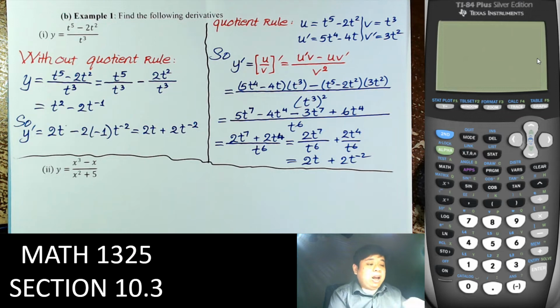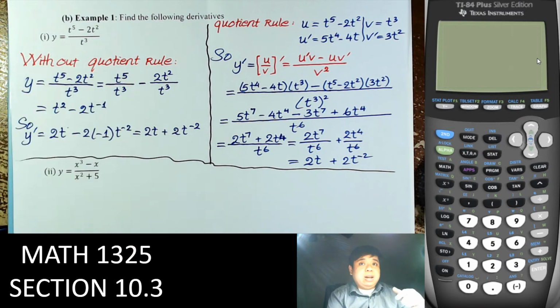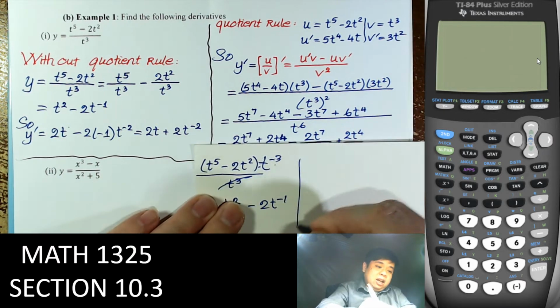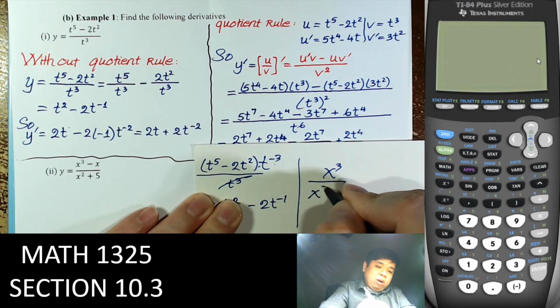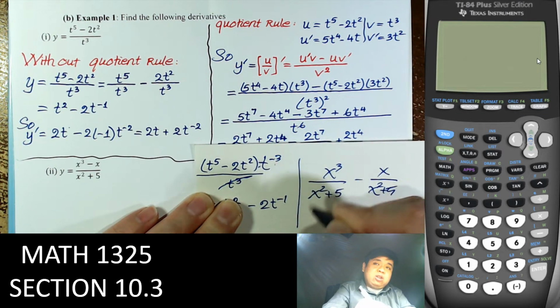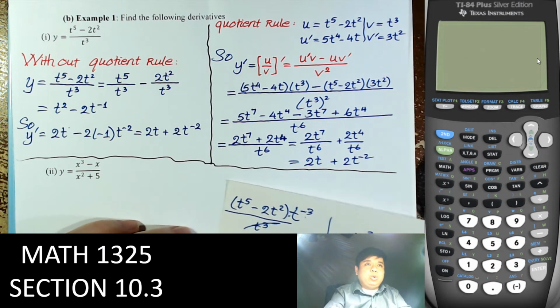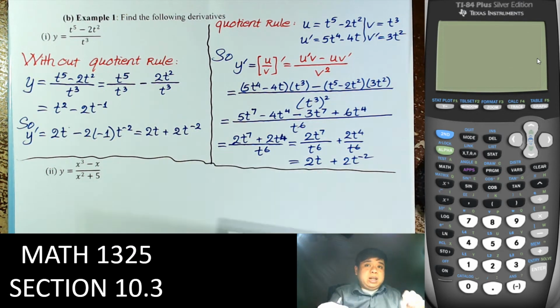So this one we have to use the quotient rule, because we cannot just split the term and cancel out like we do here. We can split as x cubed over x squared plus 5, and then minus x over x squared plus 5. We cannot simplify anything here. So no quotient rule here, because we cannot split the bottom to cancel out with what we have on the top.